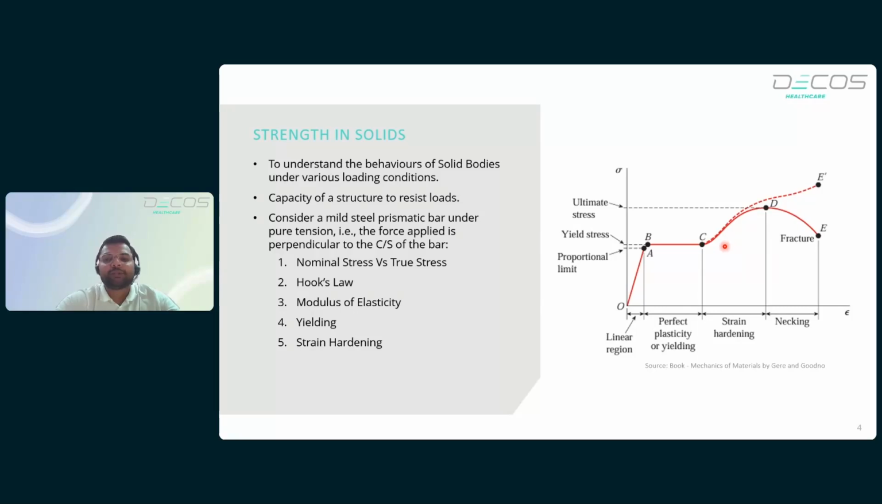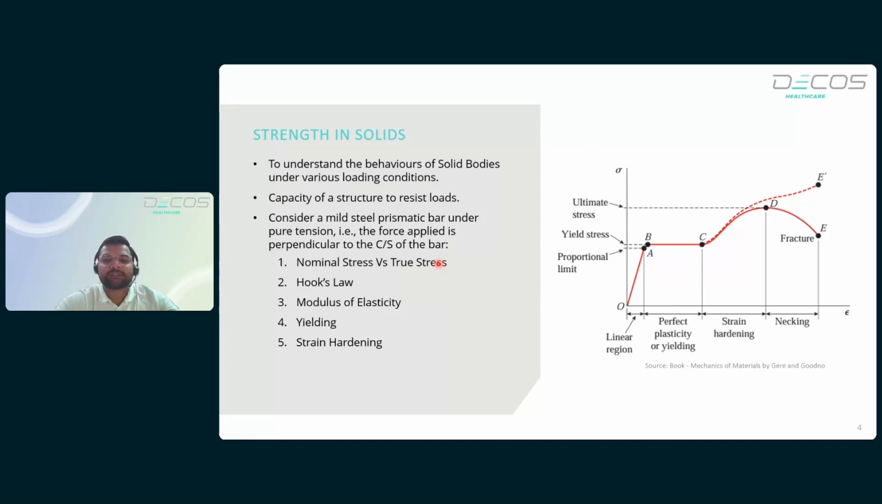Now, as we try to deform the rod, that is, introduce a strain in the body, which is plotted on the independent axis X, because of the external forces, the body tries to resist these deformations. These average resisting forces per unit area are called stress, plotted on the y axis. Now the stress can be nominal stress or true stress.